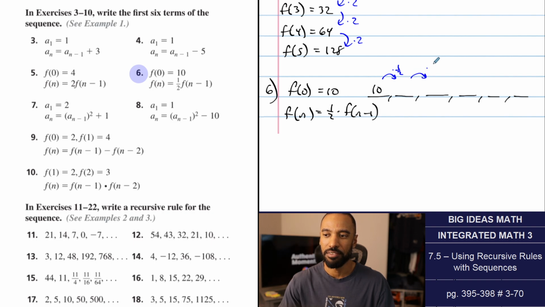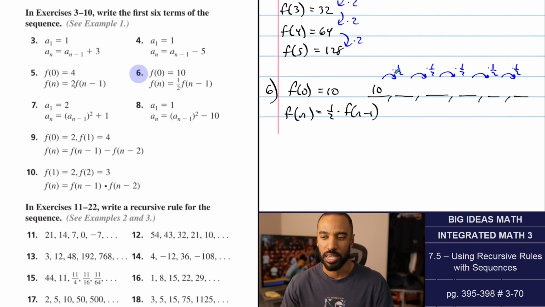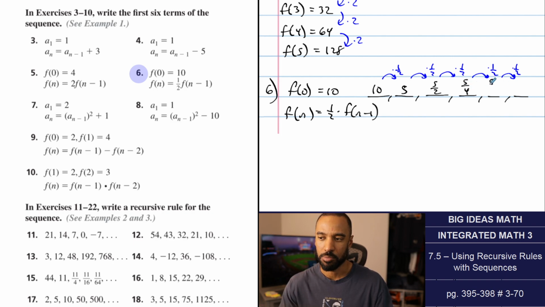So you can see I'm kind of speeding up as we go. I'm showing a little less work over time since I don't have the f of n's, f of 1, f of 2, all that kind of stuff. But we're still taking half. And I want to show these 1/2s at least because the calculations. 5 times 1/2 is 5 halves. 5 halves times 1/2 is 5 fourths. 5 fourths times 1/2 is 5 eighths. 5 eighths times 1/2 is 5 sixteenths.